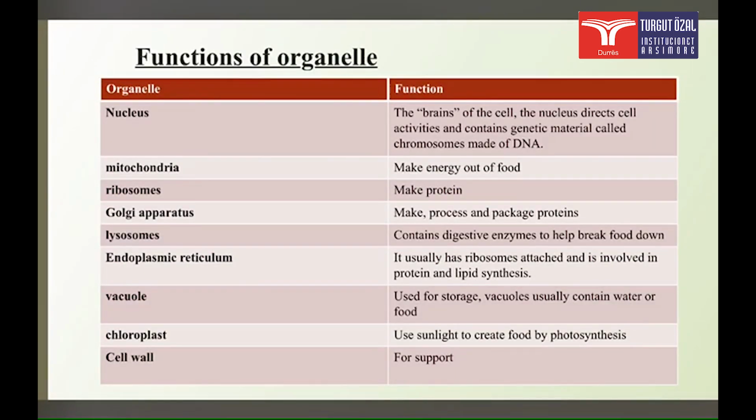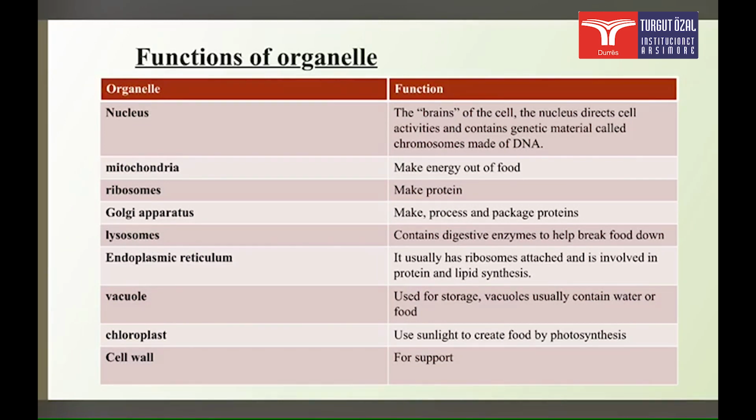Which are the functions of organelles? Nucleus is the brain of the cell. The nucleus directs cell activities and contains genetic material called chromosomes that are made up of DNA. Mitochondria make energy out of food. Ribosomes do the synthesis of proteins. Golgi apparatus makes, processes and packages proteins.